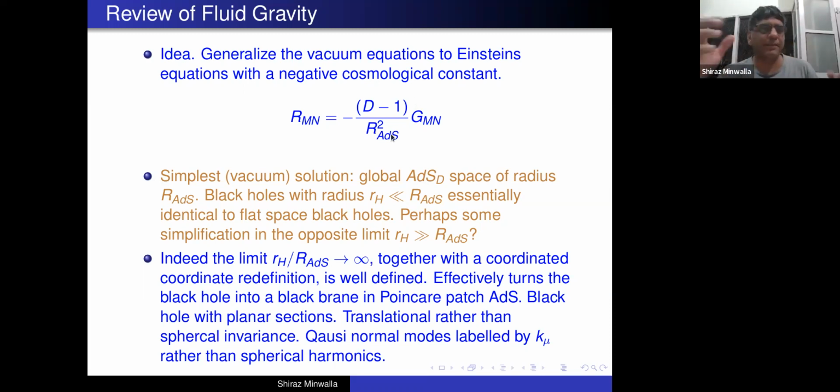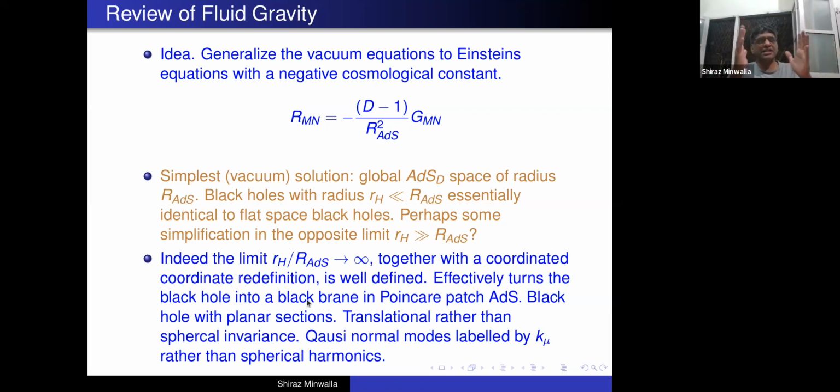When these black holes are very small, they become basically identical to black holes in flat space. So studying them doesn't buy you anything. You've gone back to the problem that you were interested in in the first place. However, when these black holes become very large in units of the AdS radius, in units of this R_AdS here, they become very different from black holes in flat space. And one might wonder, perhaps there is something to be gained by studying black hole dynamics in the limit where these black holes become very large in units of R_AdS. Indeed, the limit R_H, where R_H is the event horizon radius, divided by R_AdS goes to infinity, together with a coordinate redefinition, is completely well defined.